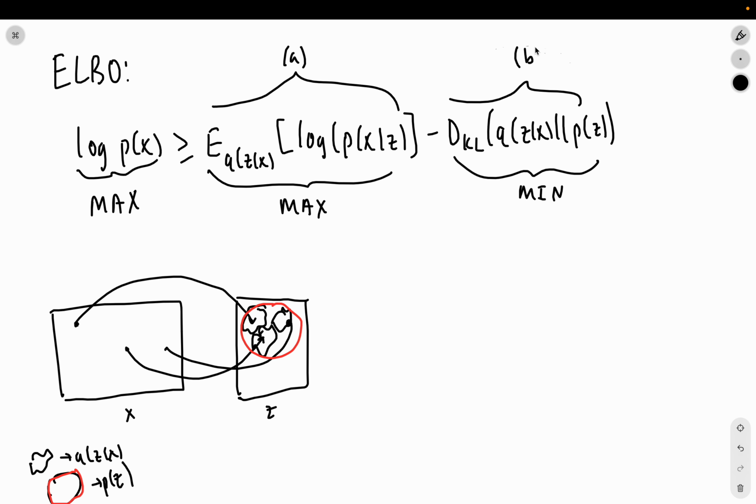Here's B. Okay, so part A, what we're doing is we're saying, okay, this is ensuring a good reconstruction. We're saying, okay, when you encode it with Z, make sure that the probability of getting X back is high. We want to maximize that. Make sense? So you turn an X into a Z, and you turn that Z back into an X. We want that to be good.